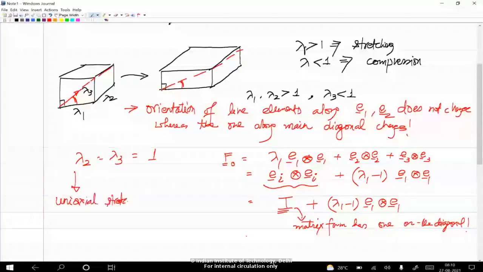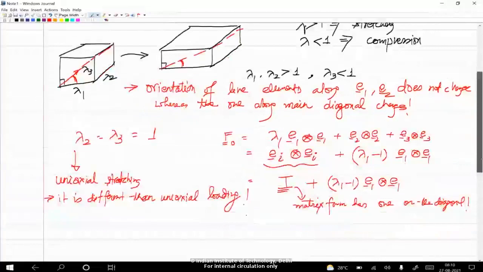This is different from what is called uniaxial loading. I think most of you may have heard about uniaxial loading. Can anyone tell me why it is different? Anybody?